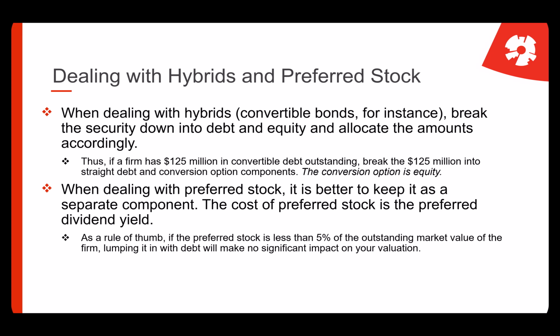Now, when valuing a company, hybrids like convertible bonds should be split into debt and equity. The straight bond part is treated as debt, and the conversion option is equity. For preferred stock, the cleanest way is to keep it separate and use the preferred dividend yield as its cost. However, if it is a small fraction of the capital structure, say under 5%, you can simply include it with debt, and it won't make a meaningful difference.